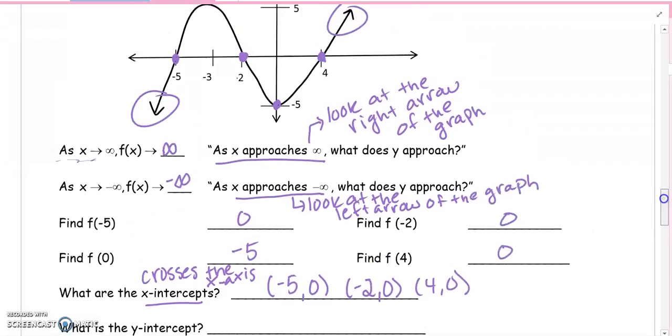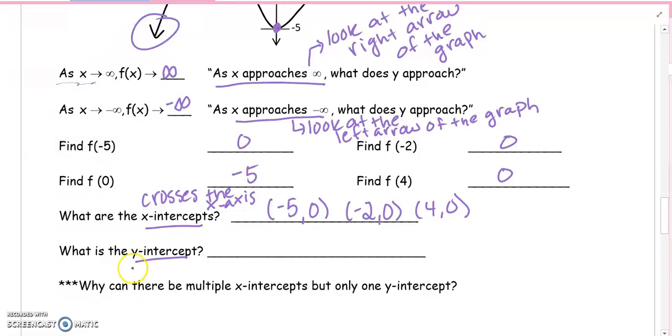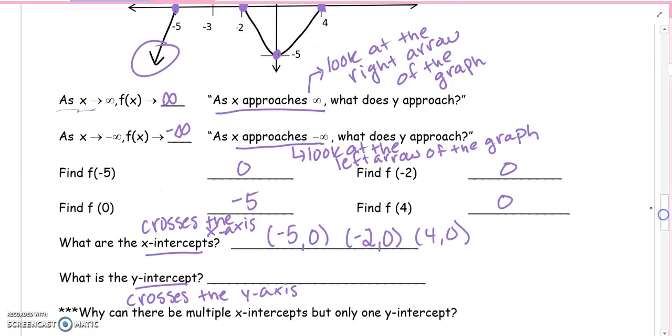Then it asks for the y-intercept. That's where it crosses the y-axis. And that would be right here at negative 5. So it's 0, negative 5.